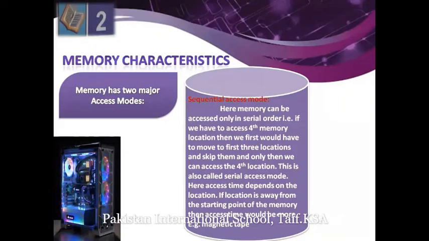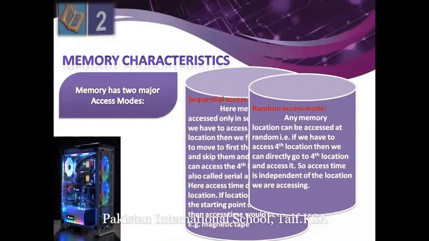The magnetic tape and the magnetic disk are examples of sequential access mode. In sequential access mode, your data can be accessed only in the form of a series. You have to go in series if you want to access your data. If you have to access the 8th memory location, you first have to move through the first 7 locations and skip them, and only then can you access that specific location. You have to go in sequence; you can't jump.